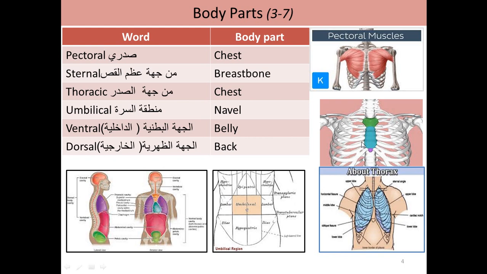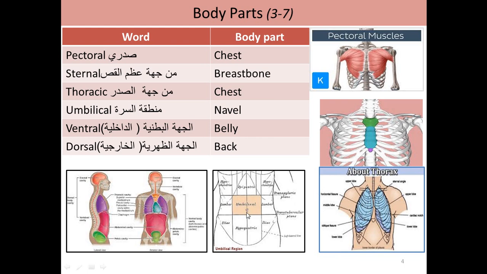And when we talk about the sternal angle, sternal end, it is related to the breastbone, or we call it the sternum. Thoracic, this is the thorax, the chest, and its contents. So from the thoracic region: thoracic lumbar spine, thoracic vertebra, and so on. Umbilical, we mean the navel.